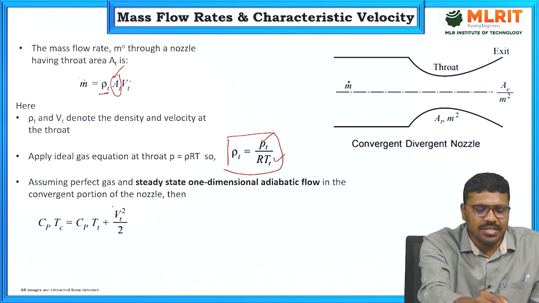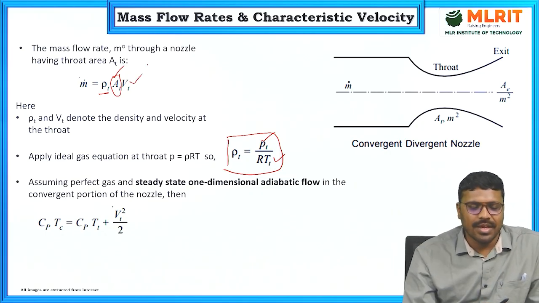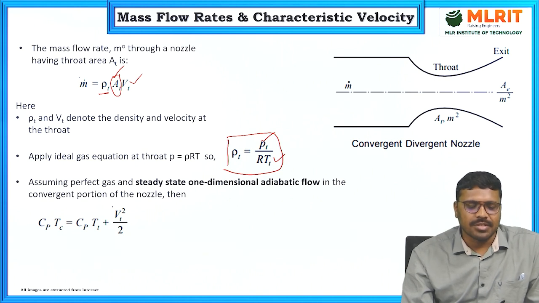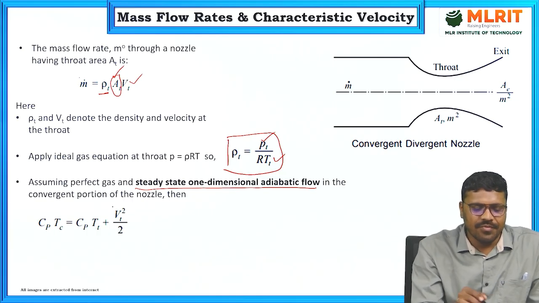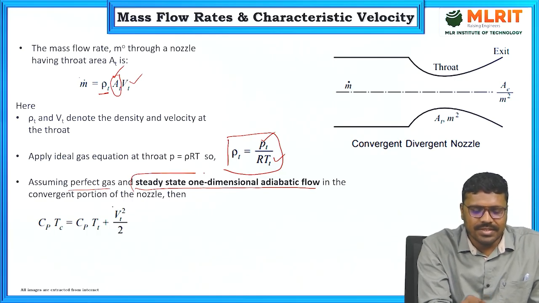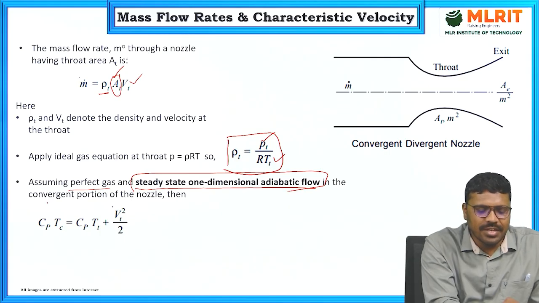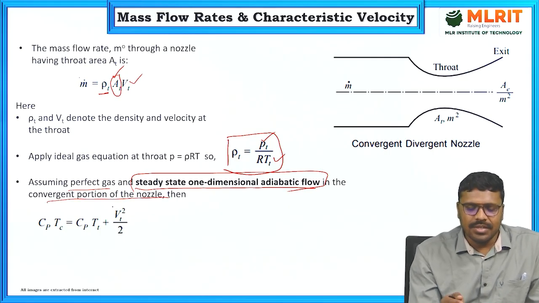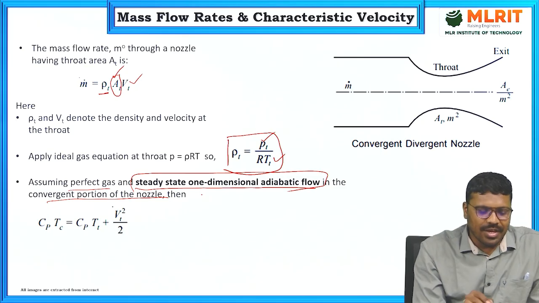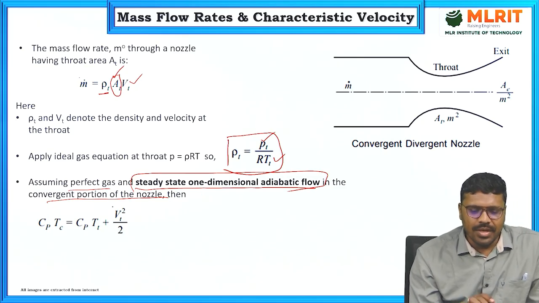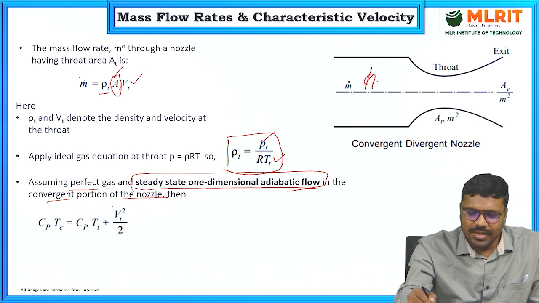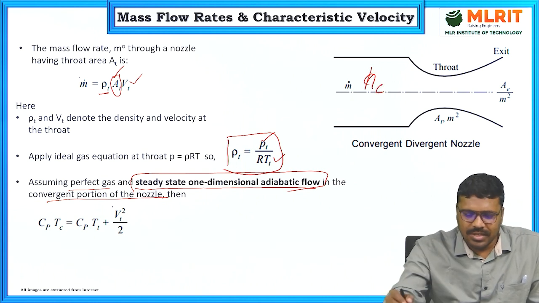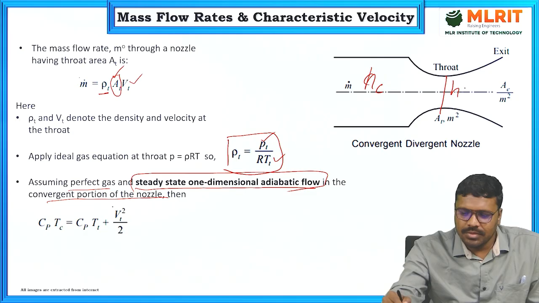The next one is the velocity of the gases at the throat. For this we can make an equation in terms of pressures and temperatures. If you consider a perfect gas and steady state one dimensional adiabatic flow in the converging portion of the nozzle, according to the one dimensional steady state equation, we can write that the total enthalpy is constant. So if you take the specific enthalpy, Cp Tc, that is the enthalpy in the chamber, and the enthalpy of the gases at the throat.